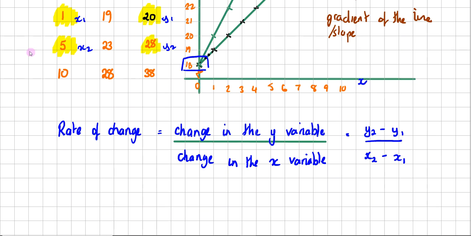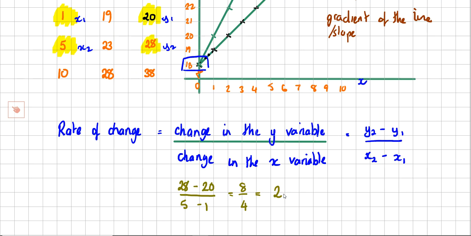So just to confirm this then. All right, let's just go through it. We have the change in the y variable, which is y2 minus y1, so that would be 28 minus 20, divided by 5 minus 1. I get 8 divided by 4, which equals 2. So I'm happy with that.